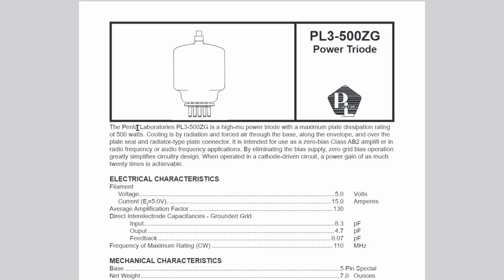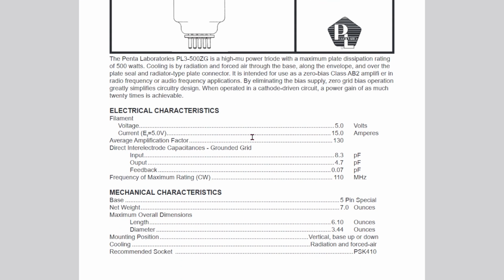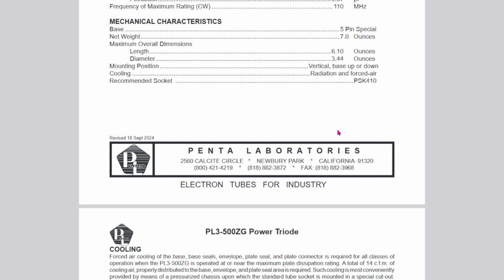So this is the data sheet from Penta Labs, and this has got some important stuff on it. So let's take a quick look at it. I won't go into great detail, but note that the filament on the tube is 5 volts at 15 amps, which means any kind of resistance either in the socket or the wiring to the socket can affect the filament voltage. And really, that filament voltage needs to be right on 5 volts. It probably is in your amp, but it's worth knowing that.